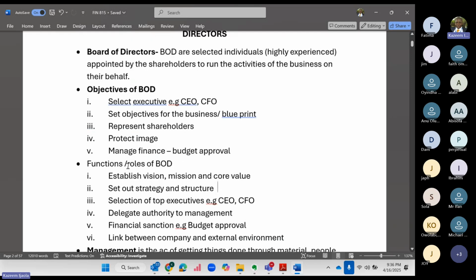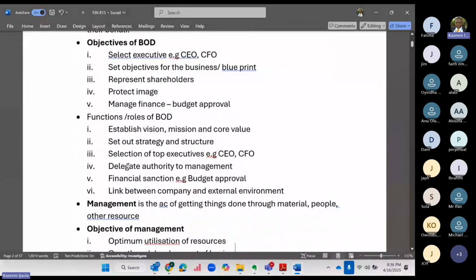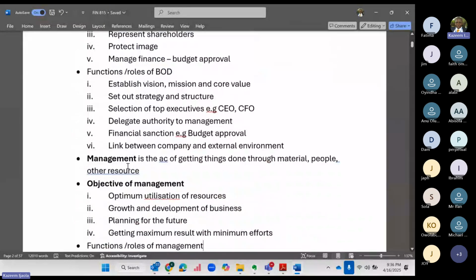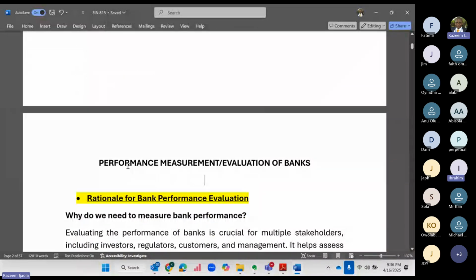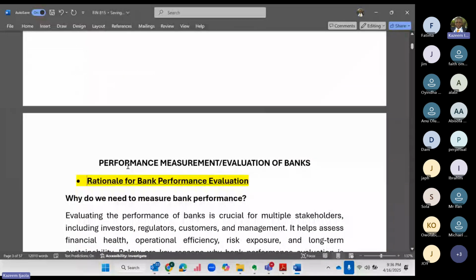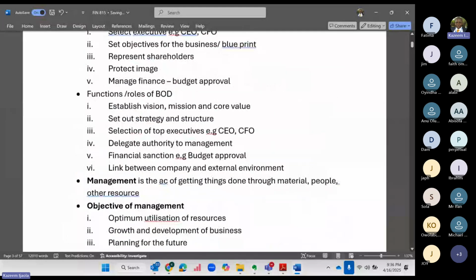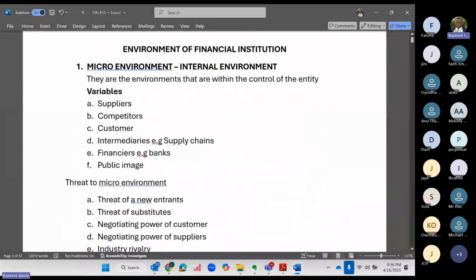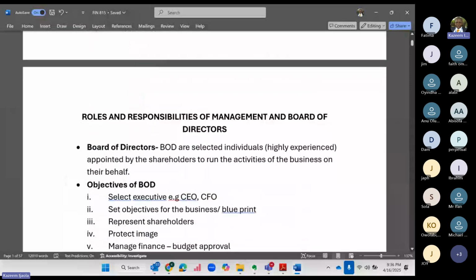Now that we have discussed management and directors, I'm moving on to another area of the syllabus, which is performance measurement or evaluation of banks. Let me hold on a bit. Any questions? I've quickly summarized two topics for us now: business environment and directors. Any questions, please, on these two topics before I move on to another area entirely?